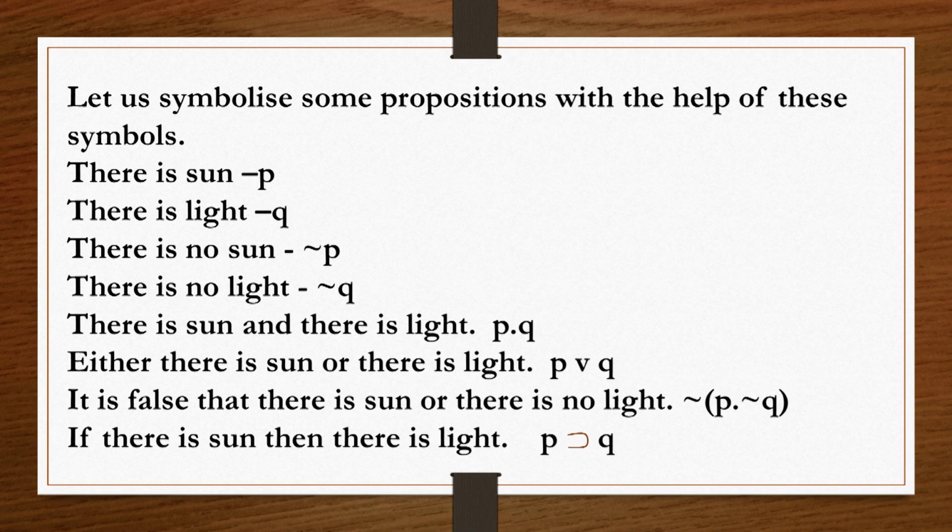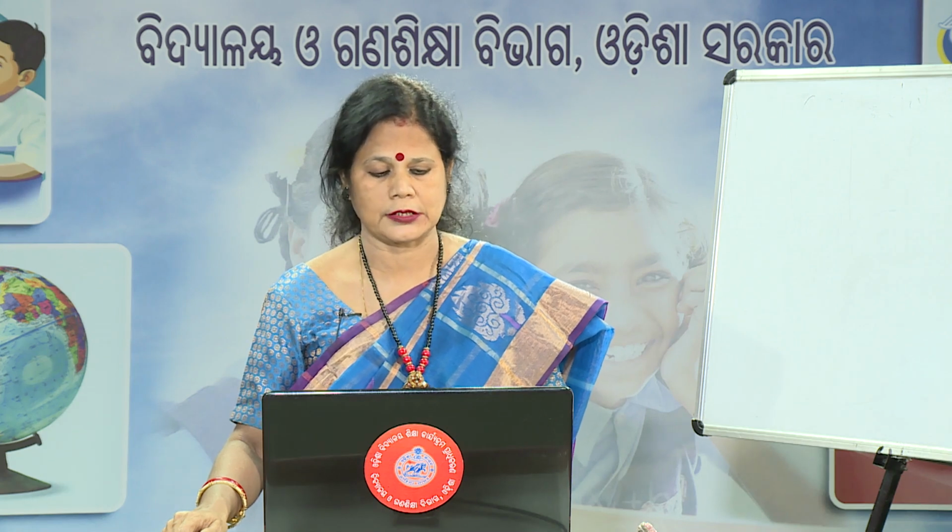Then there is no light. For there is light we write q, and there is no light is not q. If you have there is sun and there is light, how will you write it? For there is sun you take p, for there is light you take q, and for and you take the dot. So here you write p and q. This is how you will symbolize the propositions.